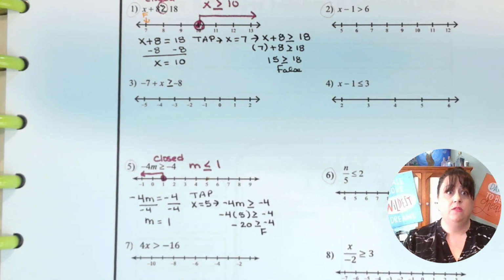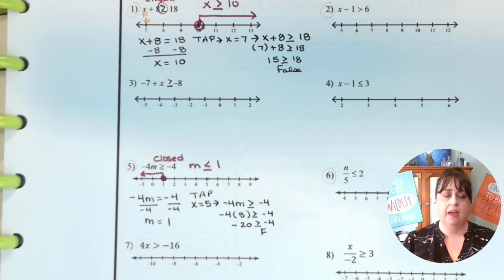So that's how you do solving inequalities in one variable. You find the boundary, then you graph the boundary, then you test the point, then you graph the solution, and then you write the inequality.